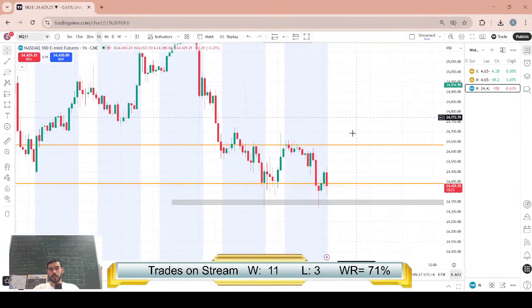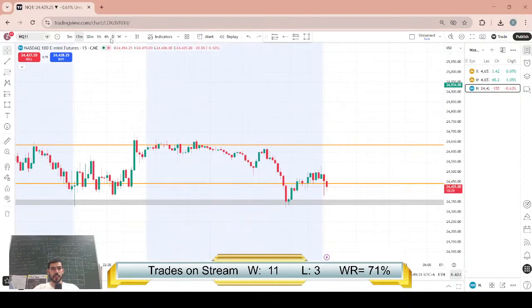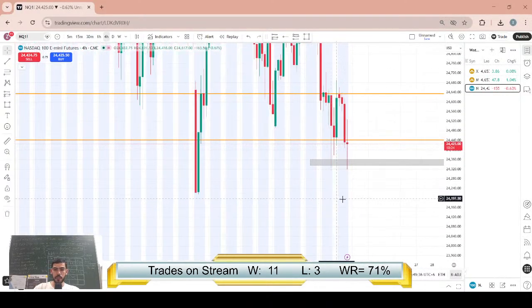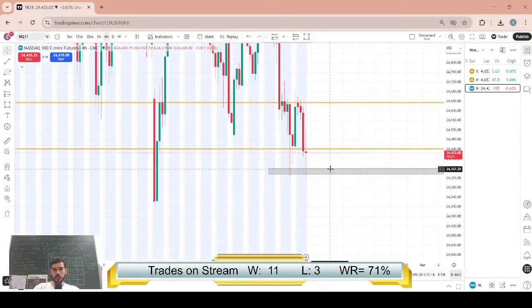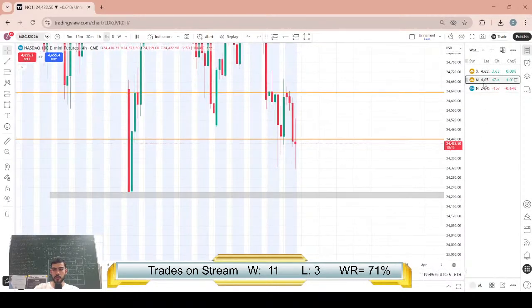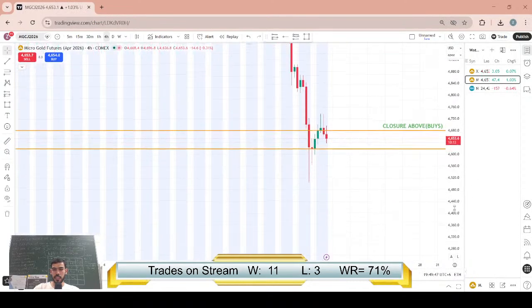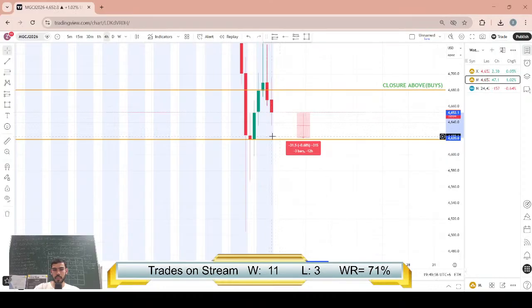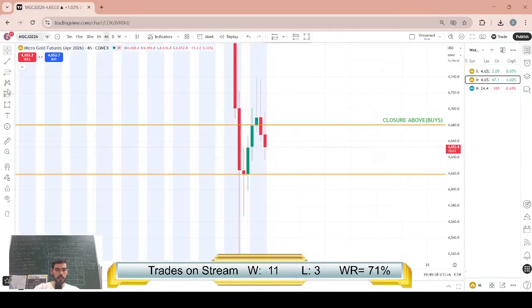In less than 10 minutes now, the 4-hour will close on NQ. But you can see that it's rejecting from this area, so we will be very cautious on NQ today. We are looking mainly at gold. We have a very high probability that gold can fill this range in about 10 minutes.